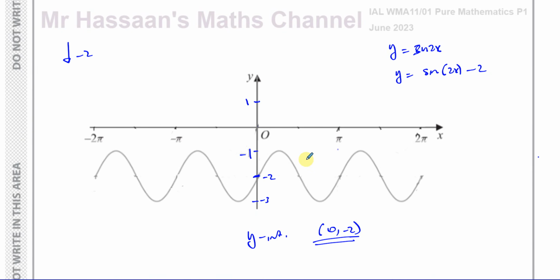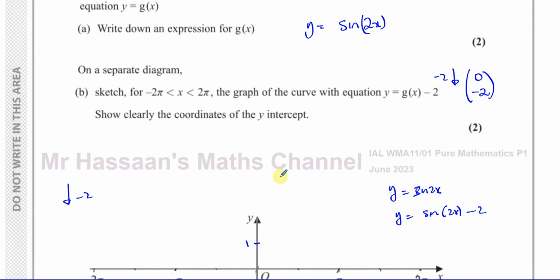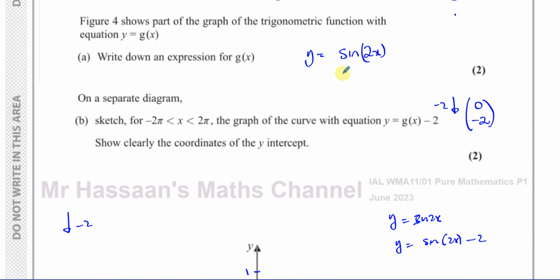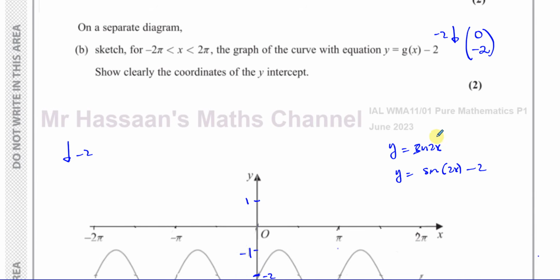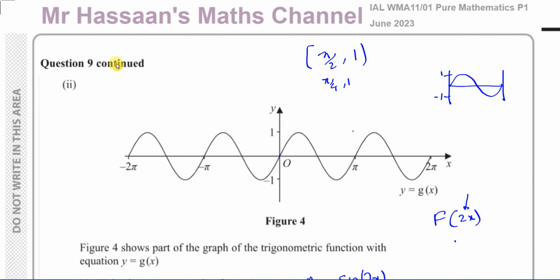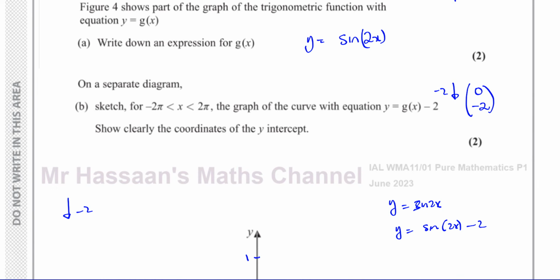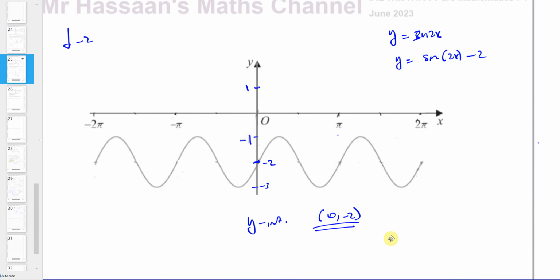If you were going to draw it by hand, it's going to take you a bit of time and probably be messy. I did a little cheat there. I just traced it, and there we got our answer. So there's the answer to part B. So y equals sine 2x. I think that's question 9, part 2, and that's the end of the question. So that concludes this question.